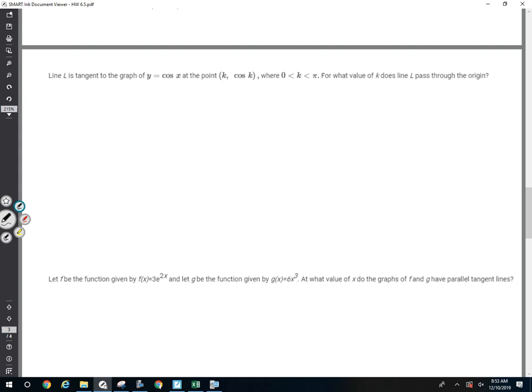Great question. All right, so let's talk about tangent lines. L's got to be in this form: y minus y1 equals some m times x minus x1. Okay, and we know that we have some point k, cos k. So y minus cos k equals some slope times x minus k. Well, what's going to be the slope at this point k, cos k?